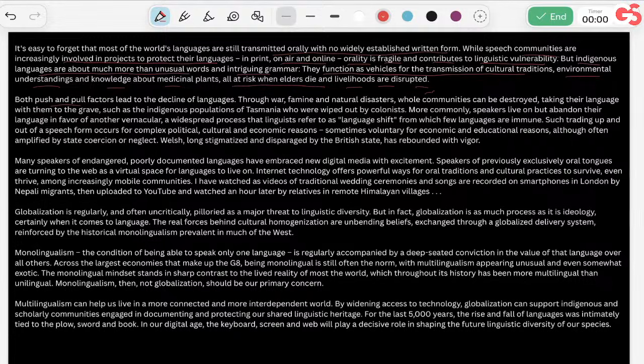Both push and pull factors lead to the decline of languages. Through war, famine, natural disasters, whole communities can be destroyed, taking their language with them to the grave, such as the indigenous populations of Tasmania, who were wiped out by colonists. More commonly, speakers live on but abandon their language in favor of another vernacular, a widespread process that linguists refer to as language shift. So that is a possibility, right?